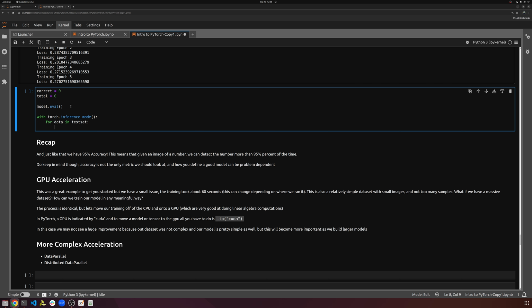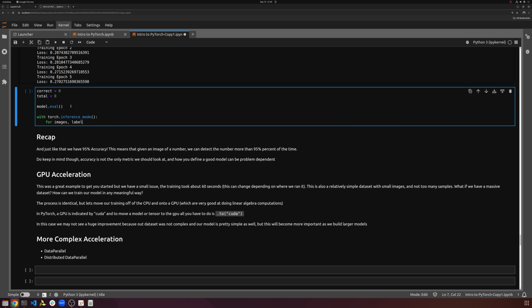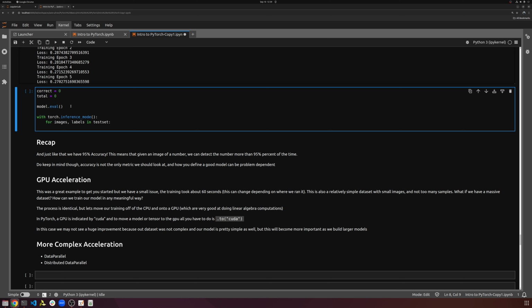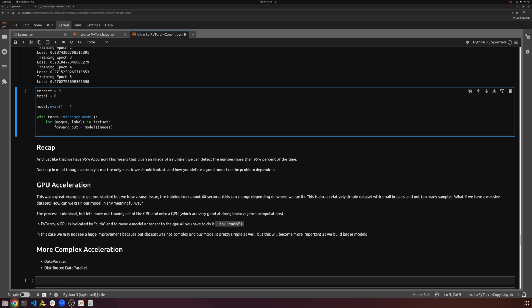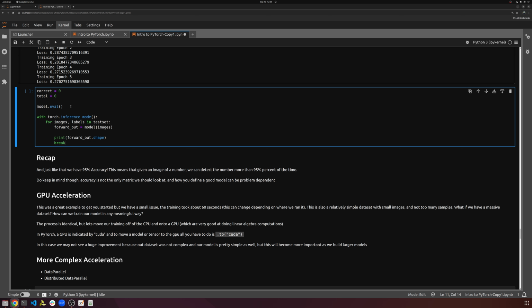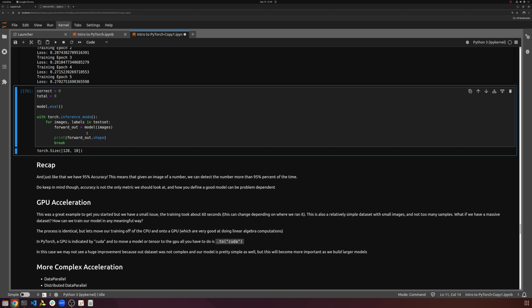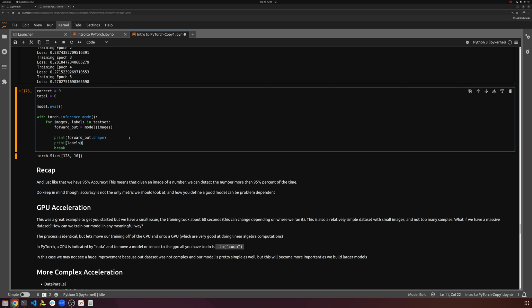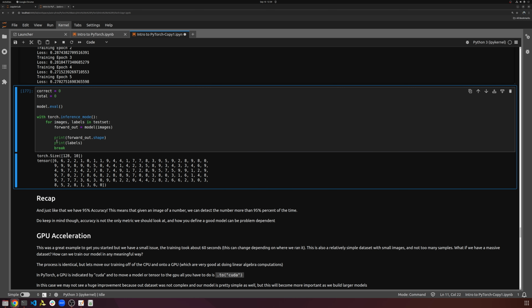We're going to then do, and not just data, but really for images, labels in test set, we're going to do forward_out is equal to the model for the images. We're just going to pass our images into our model. We're then going to do print forward_out.shape and break, right? We also have print labels, right? And so what we're going to do is just loop through each of the samples and see what the maximum is. And whatever's max, if it matches this, then we're good. If it's not, then it's incorrect.